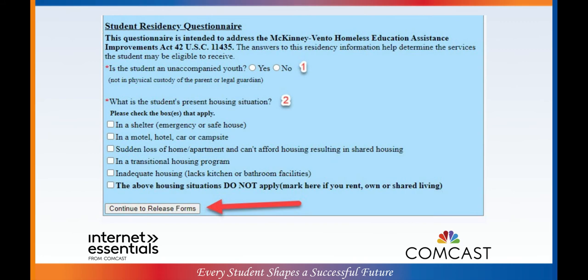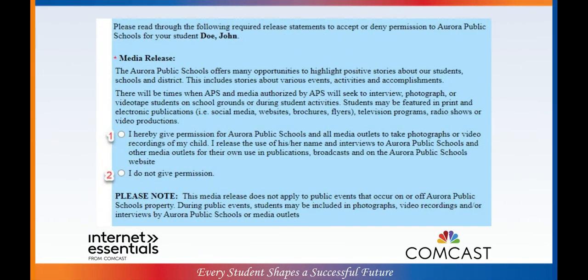Next, you will enter some questions about the student's residency. Question 1 asks if the student is an unaccompanied youth, as in, not in the physical custody of the parent or legal guardian. Choose yes or no. Question number 2 asks about the student's present housing situation. Check all of the boxes that apply. If none of the scenarios in those boxes apply, check the last box. When all of the information is entered, you can click the button at the bottom labeled Continue to Release Forms.